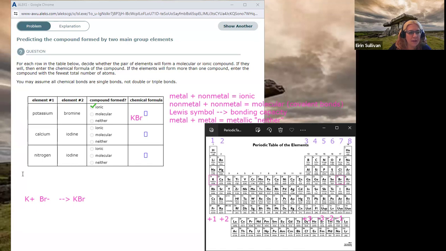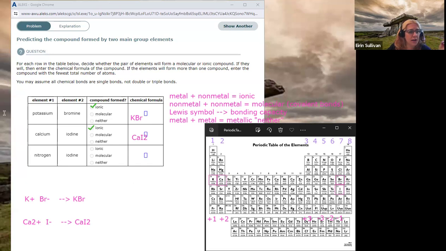Okay, so calcium and iodine. Calcium is here in group 2. Iodine's over here in group 17. Calcium in group 2 forms a Ca2+ cation, and we've got the iodide ion, I-. So it's going to take 2 iodines to balance 1 Ca2+. So calcium and then 2 iodines, CaI2 will be our ionic formula. Don't forget that. We did that way back in like chapter 3, chapter 4, whatever it is, a while ago.